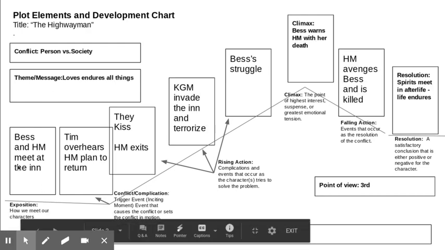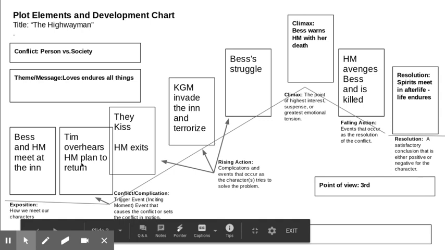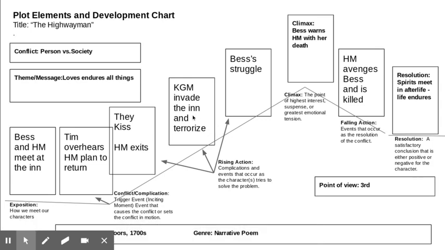All right. So after Bess and the Highwayman meet, Tim is listening to this. He overhears the Highwayman's plan to return. So Tim is indeed the complicating moment. The kiss, the Highwayman exits, and then, of course, King George's men invade the inn and terrorize Bess, drink her daddy's beer, just unjustified. Bess is struggling, but the climactic moment is she's able to warn the Highwayman with her death. She pulls the trigger and shatters herself in the moonlight.